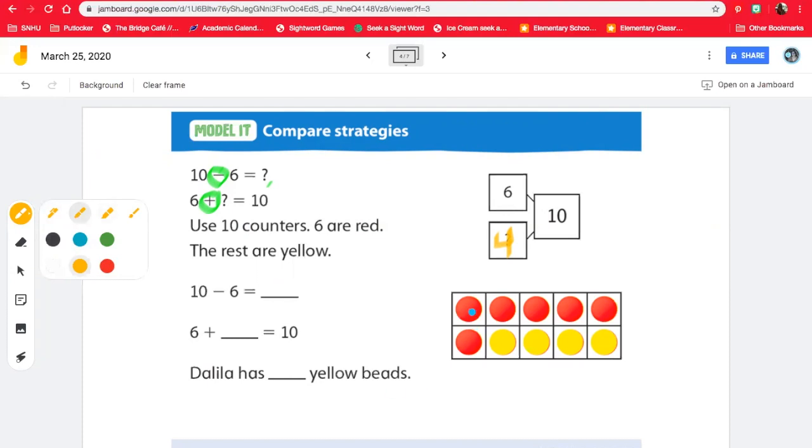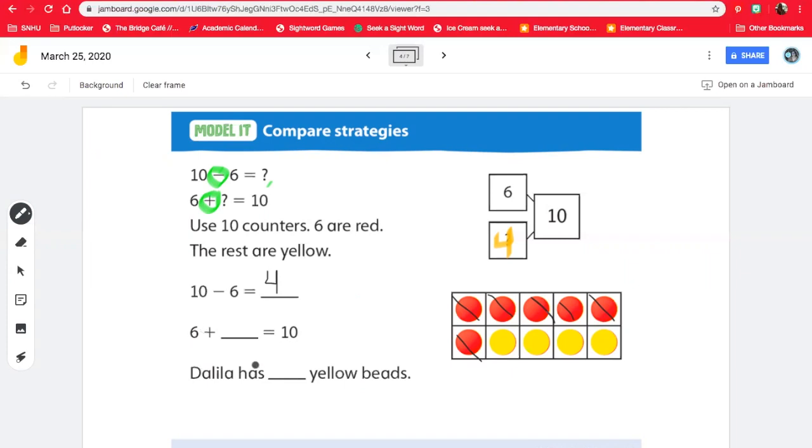I take away 6, let's cross them out. So I have 10 in the 10 frame. Let's cross out 6. 1, 2, 3, 4, 5, 6. How many are left over? 1, 2, 3, 4. We have 4 left over. So 10 minus 6, or 10 take away 6, equals 4.